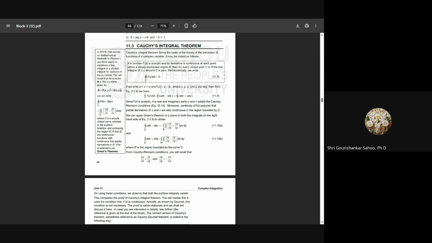Similarly, for v dx plus u dy over a closed contour, you will have the integration over the closed contour of v dx plus u dy equal to the double integral of (∂u/∂x minus ∂v/∂y) dx dy. And from the Cauchy-Riemann condition, which I have explained earlier, ∂u/∂x is equal to ∂v/∂y, and ∂u/∂y is equal to minus ∂v/∂x. So you see u_x, v_y, u_y, v_x. So here minus, here plus. If ∂u is integrated partially with respect to x, then it will be equal to ∂v/∂y. If ∂u/∂y is integrated, then it will be minus ∂v/∂x.